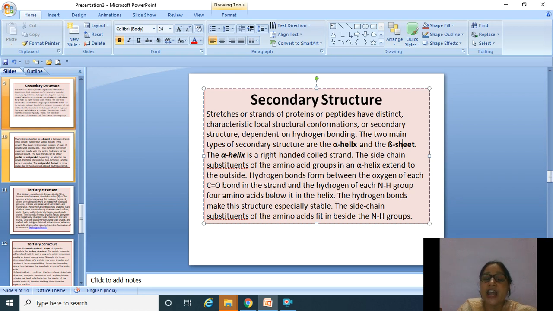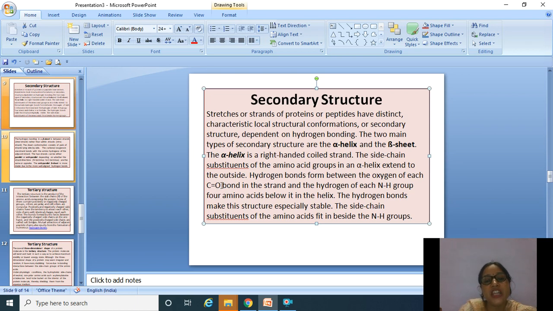It is saying that hydrogen bonds are formed, but where? Let it be the first amino acid, whose carbonyl oxygen is O. After the first, the fourth or fifth amino acid has an NH group, and the hydrogen of this NH group interacts with this carbonyl oxygen of the first amino acid.